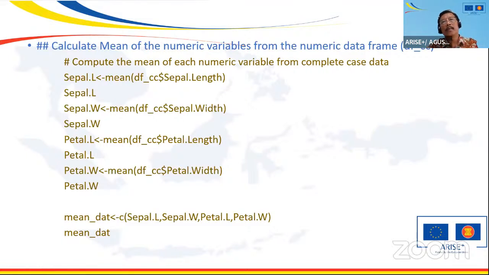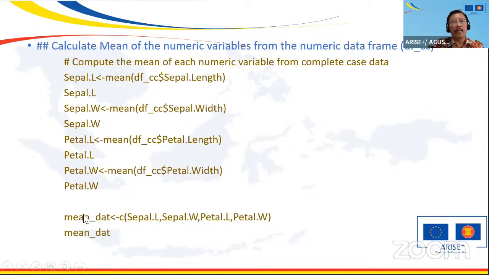Now with this complete data frame, we can do the mean imputation. We can compute the mean, because if we use the whole set of data, then we can get an error. Yeah? So we only use the complete case to compute the mean one by one, of course. For the sepal length, this is the mean, and the sepal width, petal length, petal width.